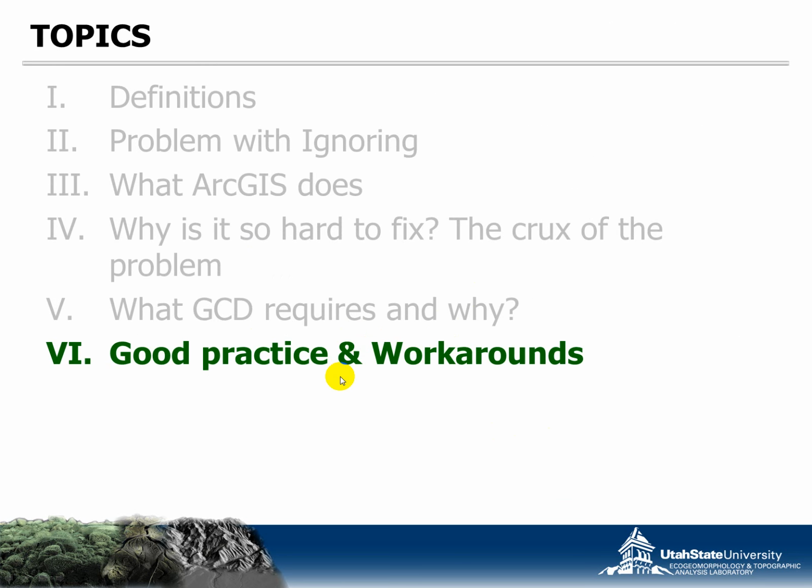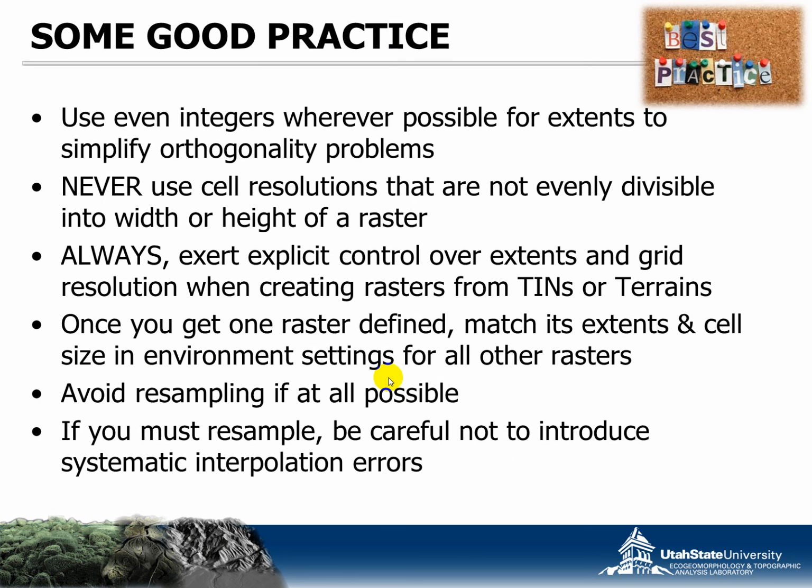Okay. So what can you do if you're in that boat? What's some good practice and workarounds? Well, I would suggest that you always use, even's actually the wrong word, but nice rounded integers, whole numbers wherever possible for the extents to simplify your orthogonality problems. There's very rare instances where you actually need to have a raster that has extents with such arbitrary and very precise coordinates like we saw in that previous example.